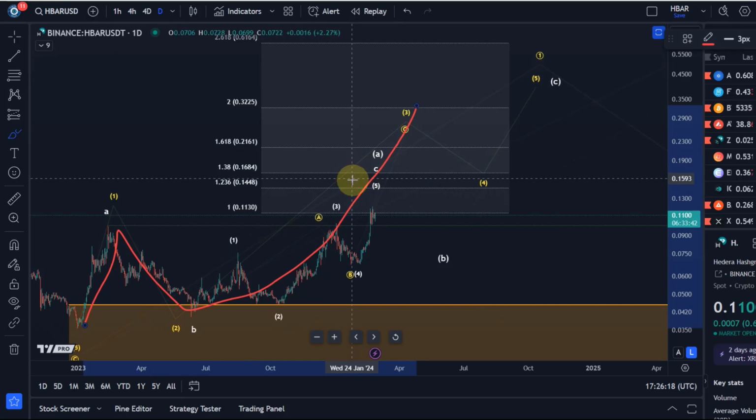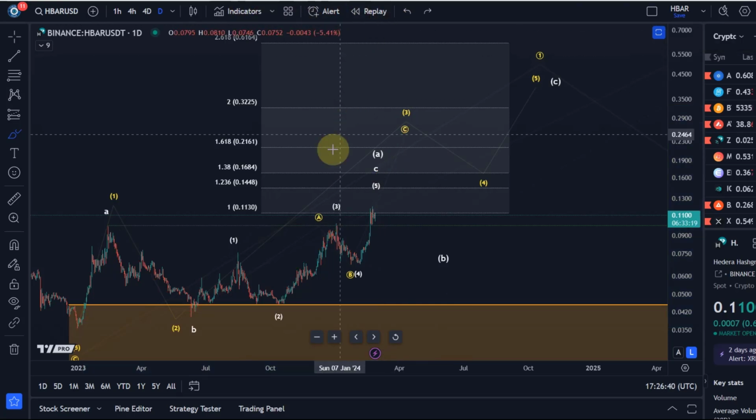Minimum target for a third wave would be the 14.4 cent level, but the way the subwaves are looking, we should get higher. So I'm looking at the first ideal target at 16.8 cents. That's the first ideal target, the 1.38 extension. Possibly even higher, like the 1.618 extension level in this move to the upside would not be unusual, because these subdivisions look different in the yellow count.